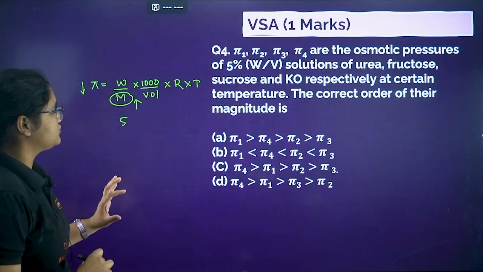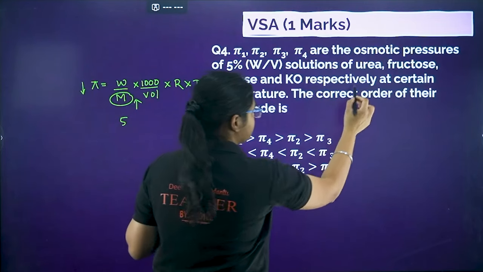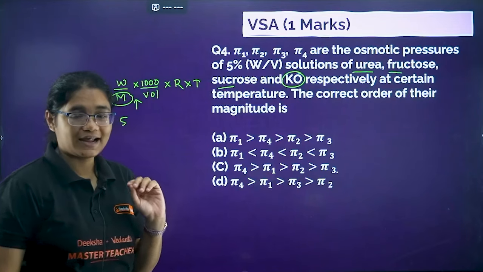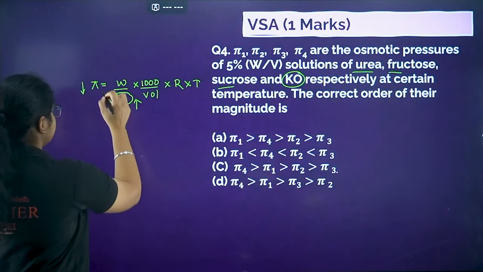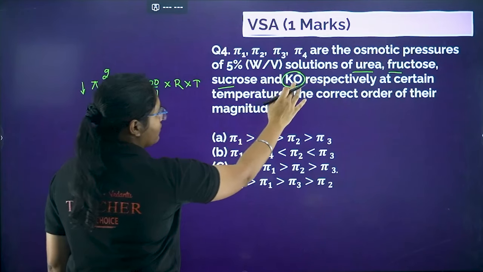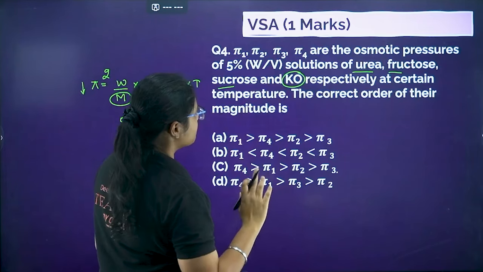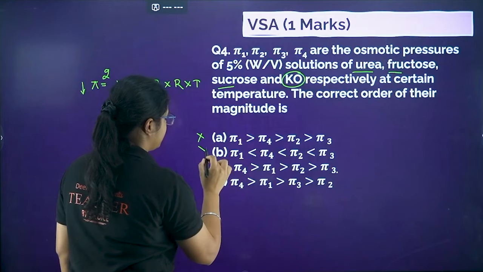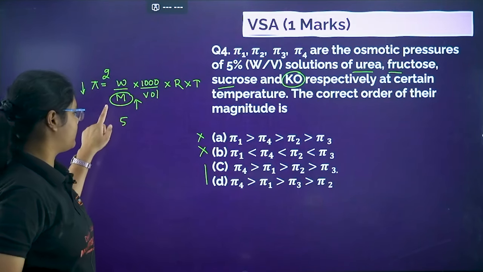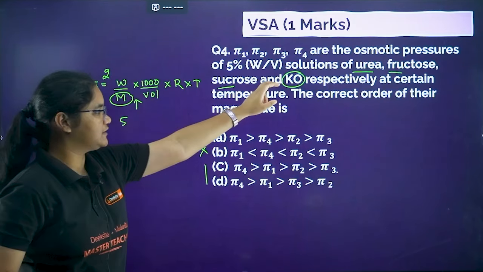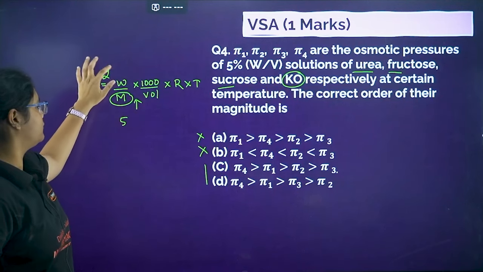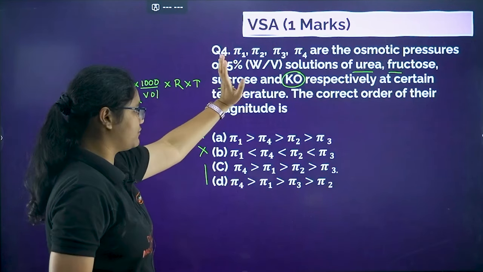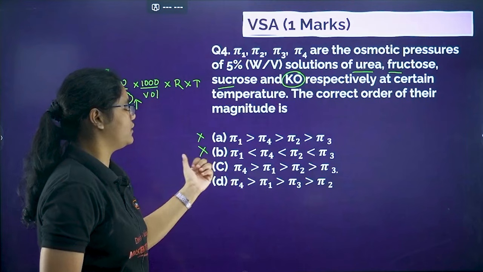Okay, but first of all, except urea, fructose and sucrose, this KCl is an ionic solid. It has an i value. The i value here is 2. So definitely KCl will be the one having the highest magnitude, so pi 4 will be the one, so I can eliminate these two. For the other 3 you have to check the molar mass, because KCl is dissociating, so definitely i value will be there. For all other cases the i value will be 1, so on the basis of i value, first of all I can get KCl is the highest one.